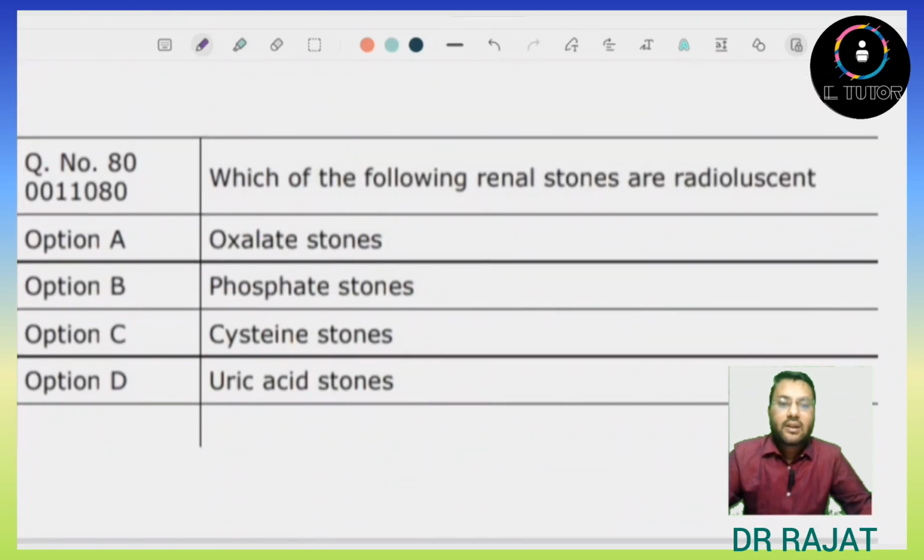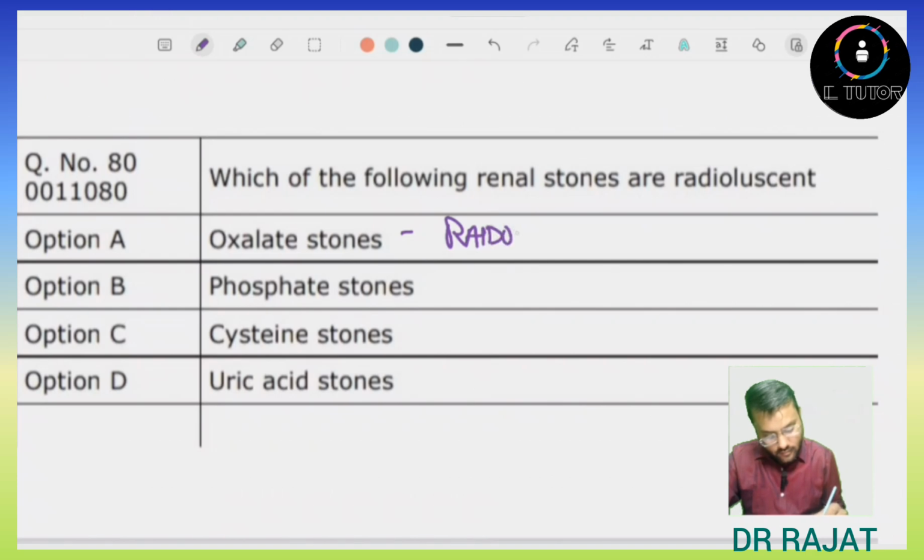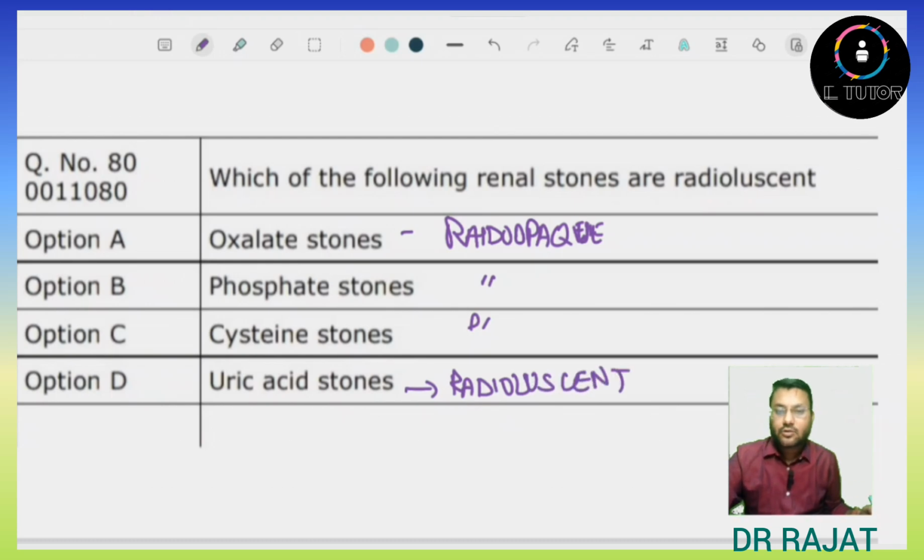Which of the following renal stones are radiolucent? So if we talk about the oxalate stone, then it is radio opaque. Then phosphate stones are again radio opaque. Cysteine stones are again radio opaque, and uric acid stones, yes, these are radiolucent. So answer here will be uric acid stones which are radiolucent and all other stones are radio opaque.